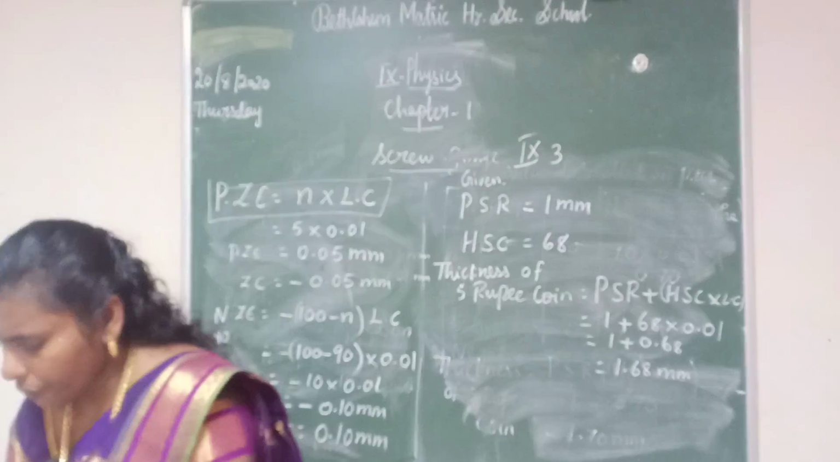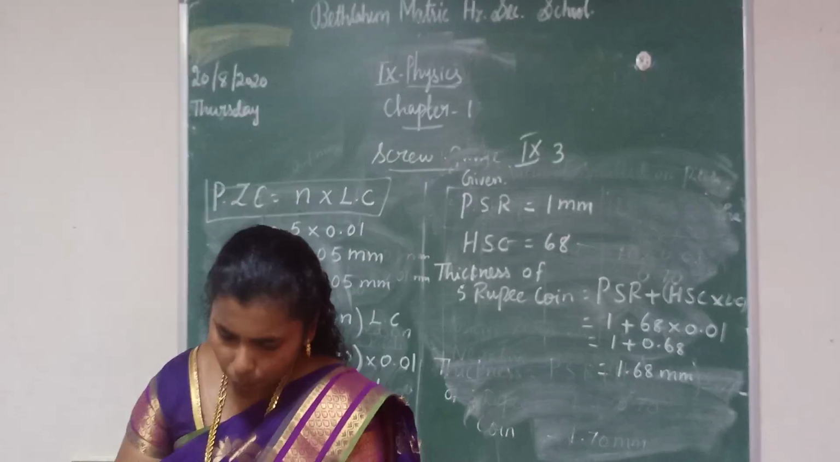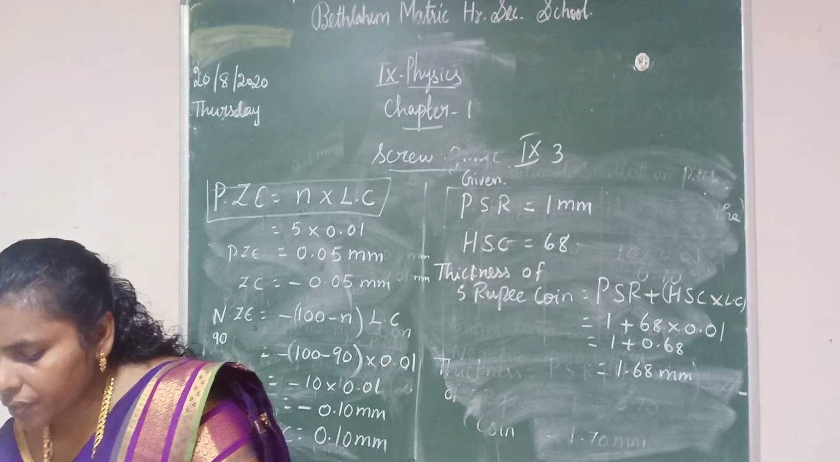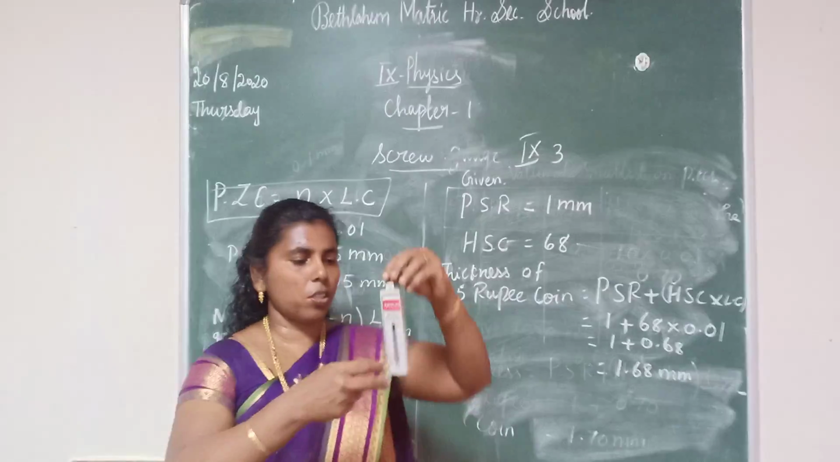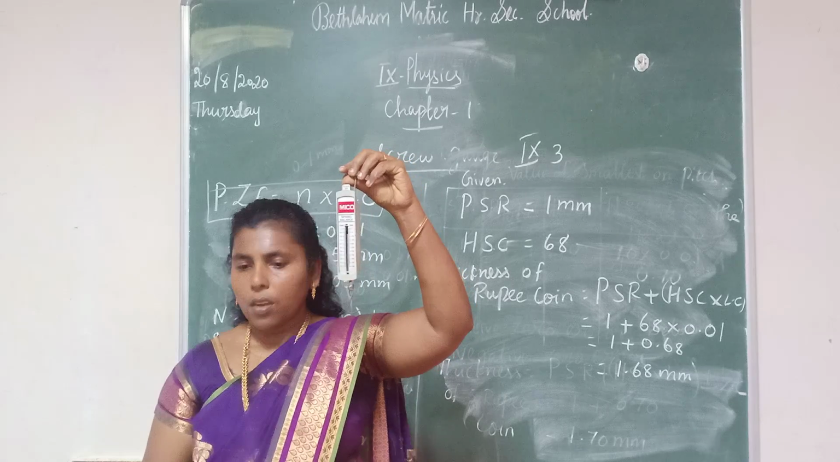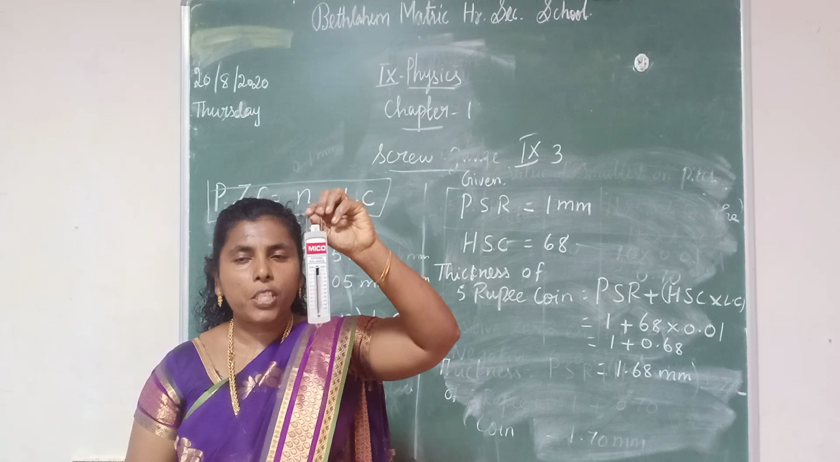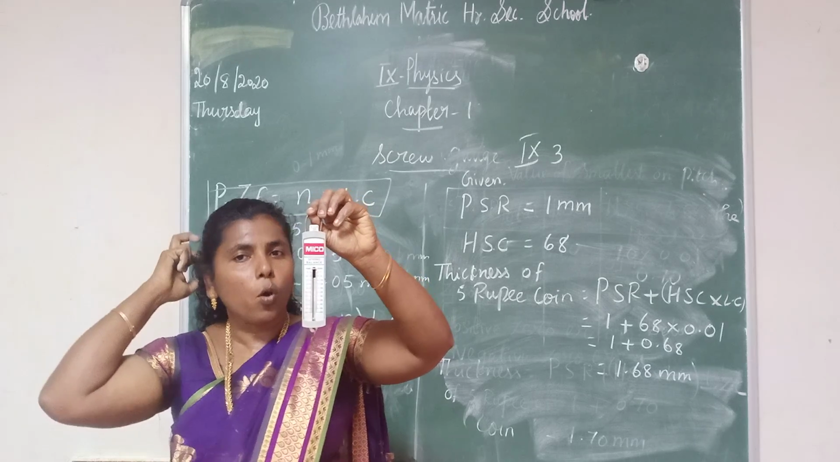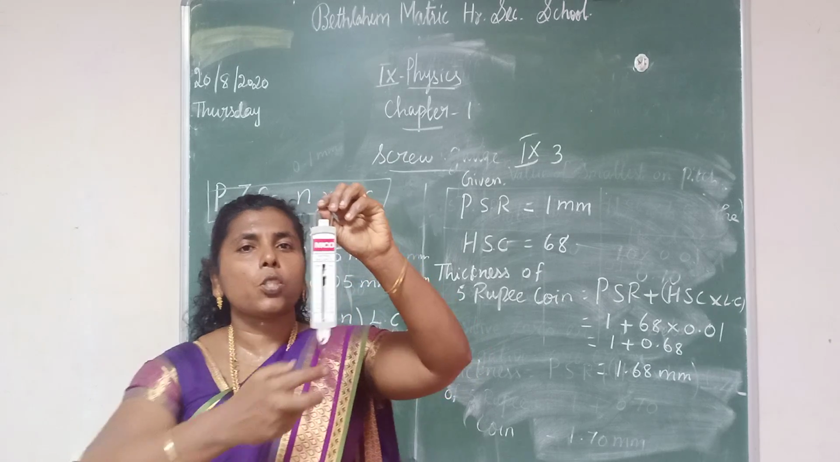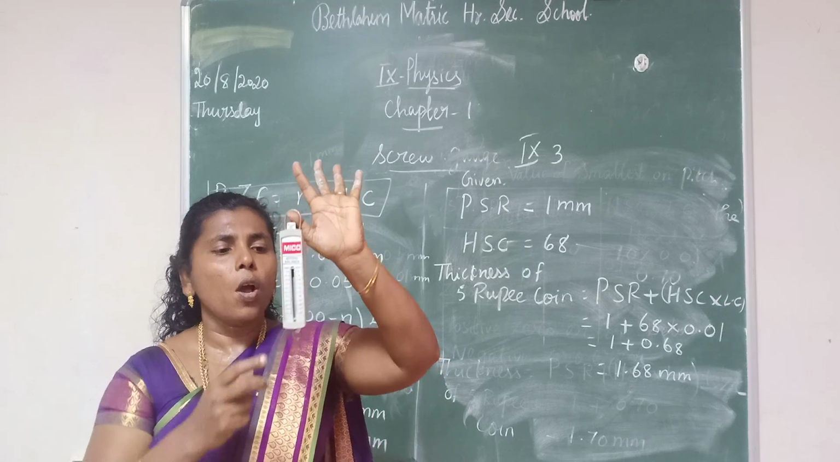The next is weight. By using the spring balance we measure weight. So this is the spring balance. What is the use of the spring balance? To measure the weight of an object.